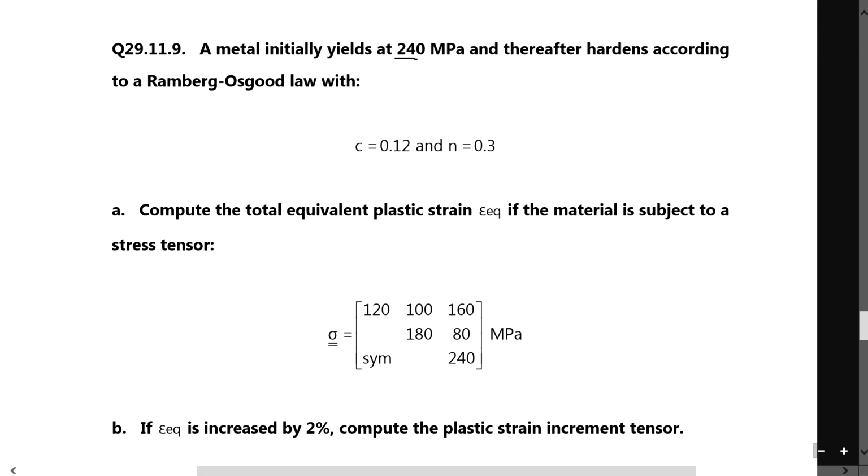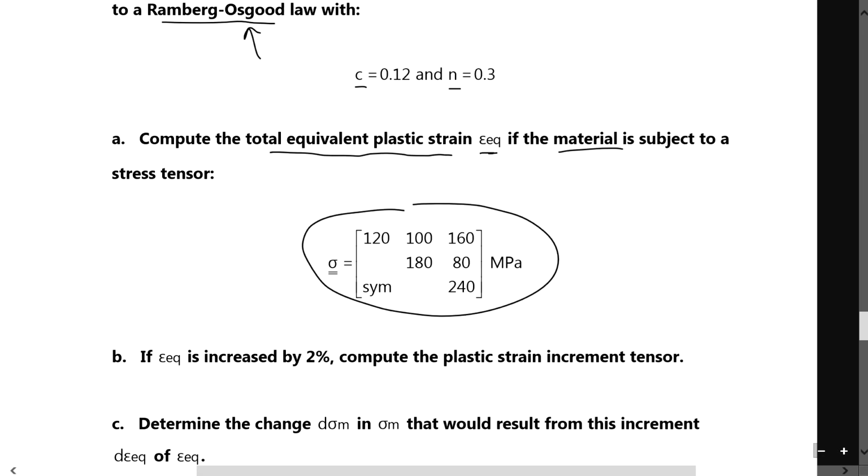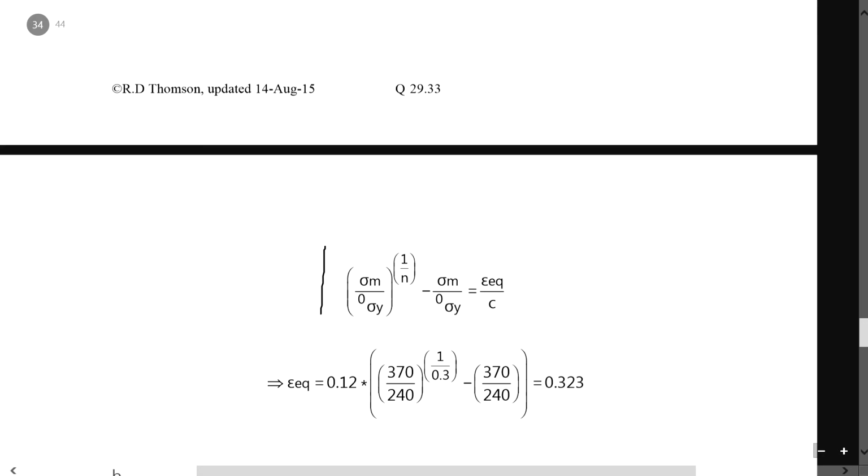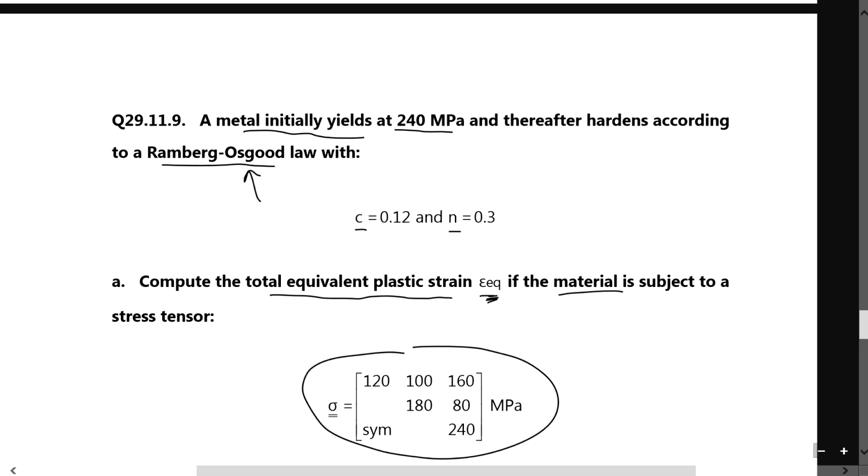Alright, same thing, you have some pressure given, use the Ramberg-Osgood law. When you see C and n, you know that is the Osgood law. Compute the total equivalent plastic strain if the material is subjected to a stress state. So you have to find this epsilon EQ. How do you find it? This is your Osgood law, if you still remember. Just take note that this is your ultimate strength over here. The metal initially yields, so this means that its ultimate strength is 240 MPa.